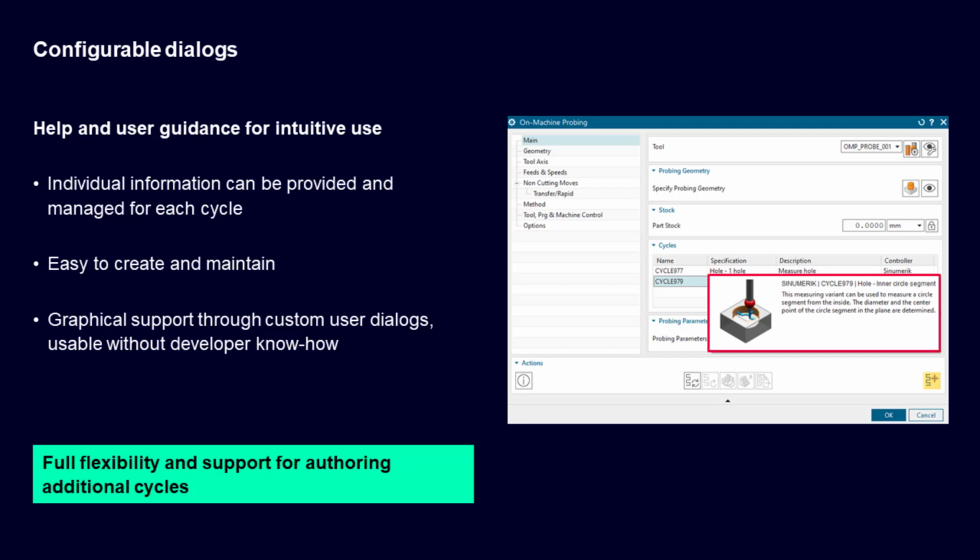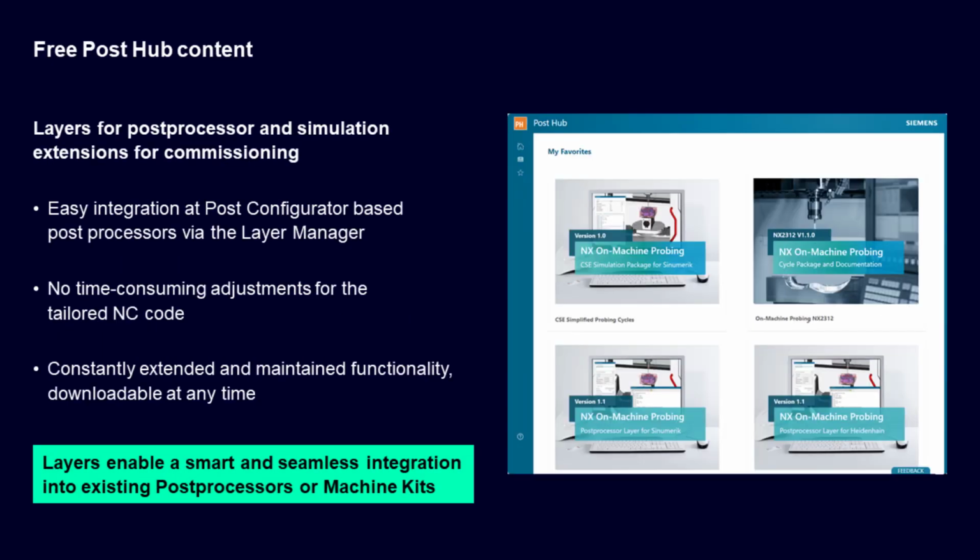The dialogues can be extended individually in all available languages provided by NX and the machine control for which the cycles were created. For modeling, state-of-the-art development languages such as Python and JSON are used. Extensions for the UI don't have to be laboriously edited in the source code. Editors are available which make it simple if necessary. NX on-machine probing, post-processor, and simulation add-ons are available for free via Siemens NX CAM Post Hub.